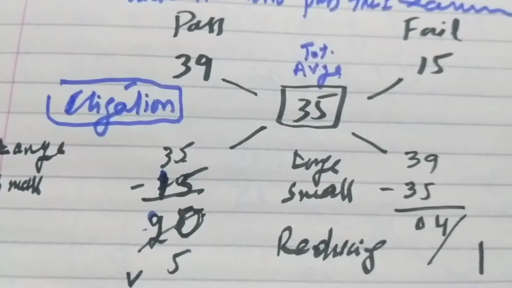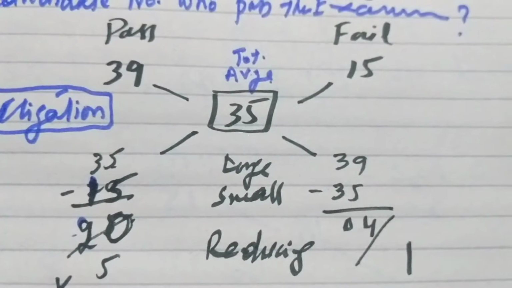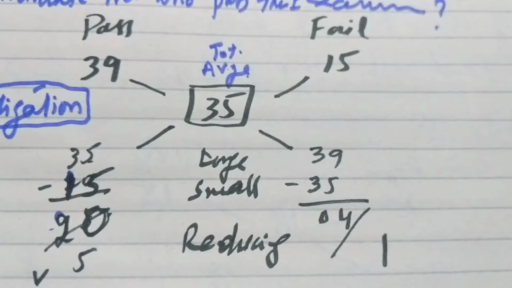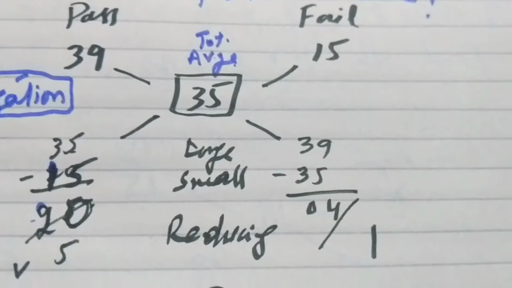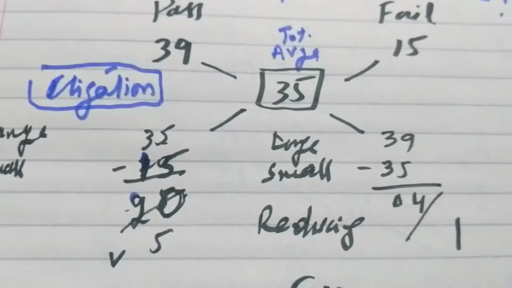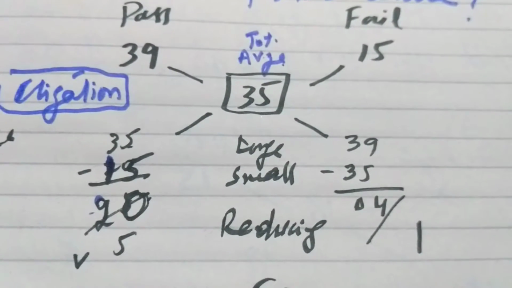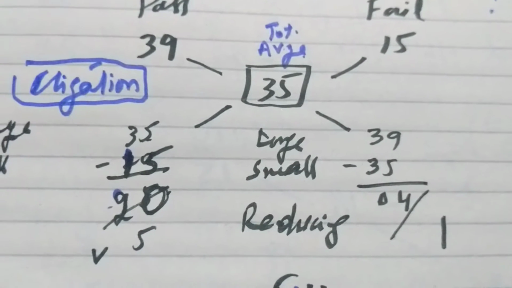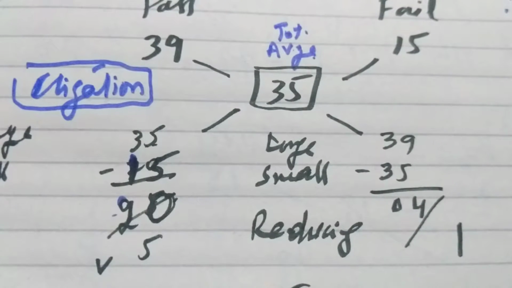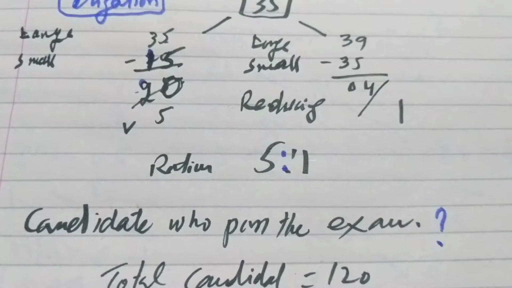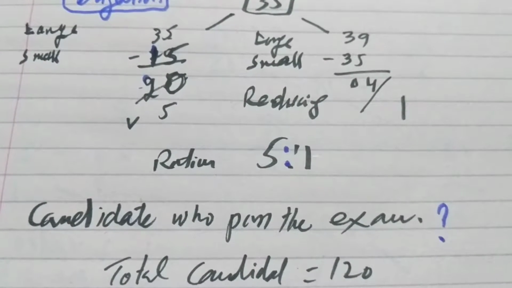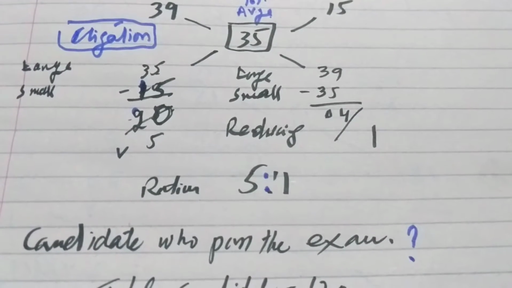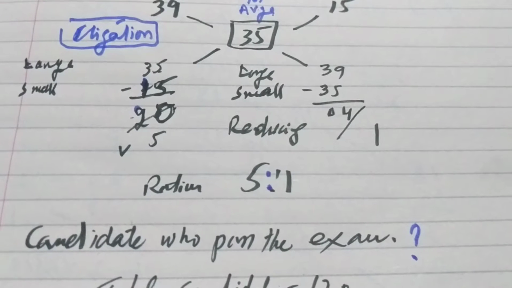By allegation, 39 when subtracted by 35 the answer is 4, whereas 15 when subtracted from 35 the answer will be 20. Further reducing the ratio, 20 is 5 whereas the 4 is 1. 5:1 is the ratio of pass and fail students.